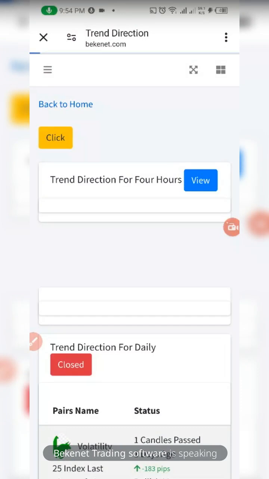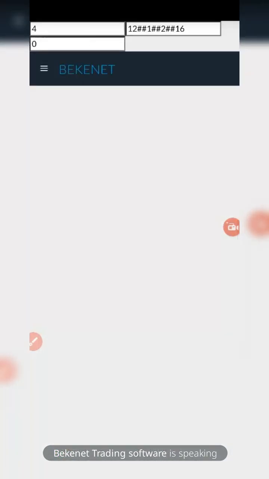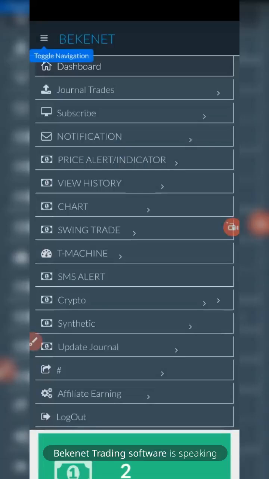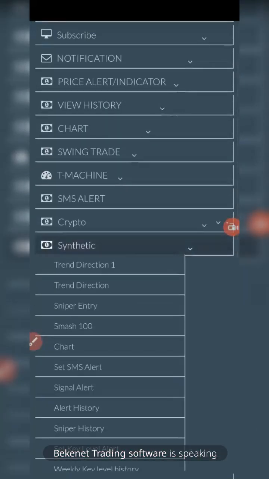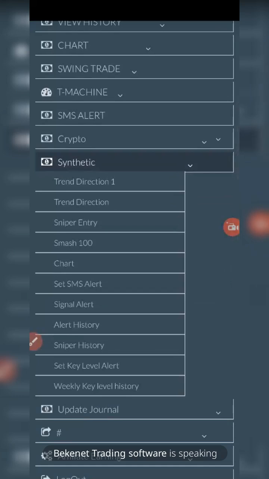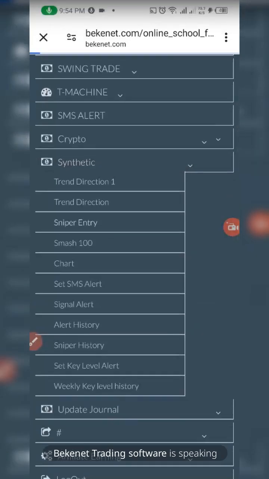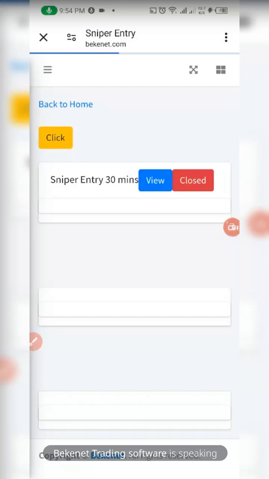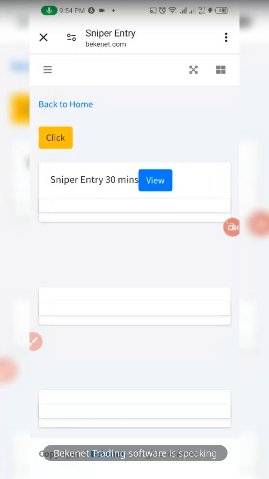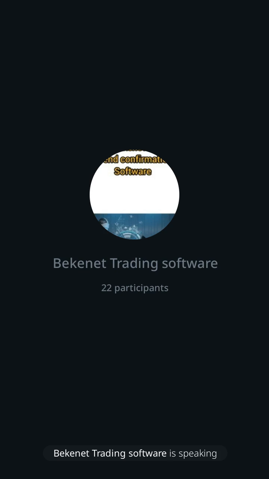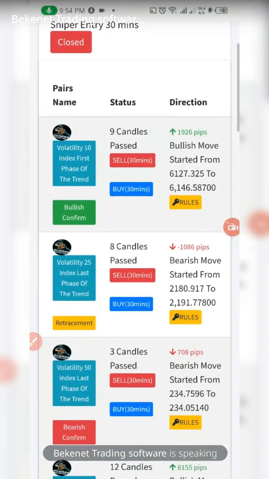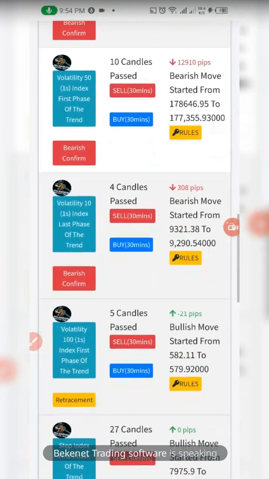All I need to do is just come here, go to my sniper entry. In fact, let me program it. Go to my sniper entry. Where is it? Smash 100, Smash 200, I think so. All I need is just click buy and program it. Whenever there is a complete circle again for a bullish move in 30 minutes, it will notify me, then I'll buy. Let's look for step 200.